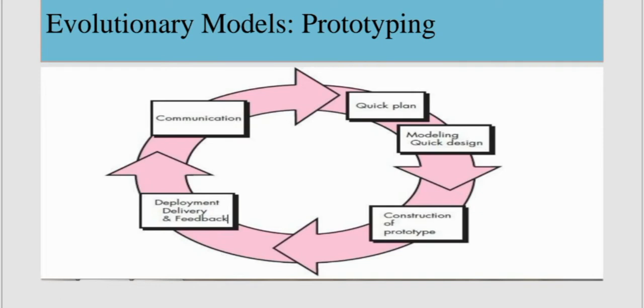To acquire this, developers implement the prototype and present it to the customer for evaluation. After evaluation, the customer suggests modifications in the prototype. The suggested modifications are then implemented in the prototype and again it is presented to the customer for evaluation. So this is the overall flow.